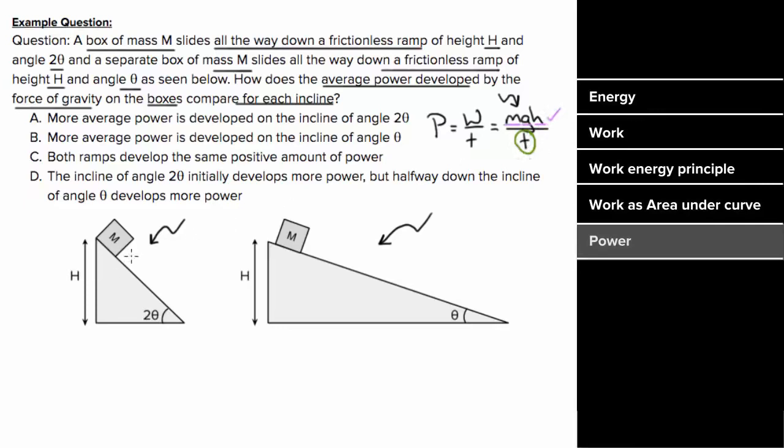The mass on the steeper ramp will reach the bottom faster, which means it has a higher rate of power being done compared to the mass on the less steep ramp. So even though the same amount of work is being done, the rate at which that work is being done is greater for the steeper ramp compared to the more shallow ramp.